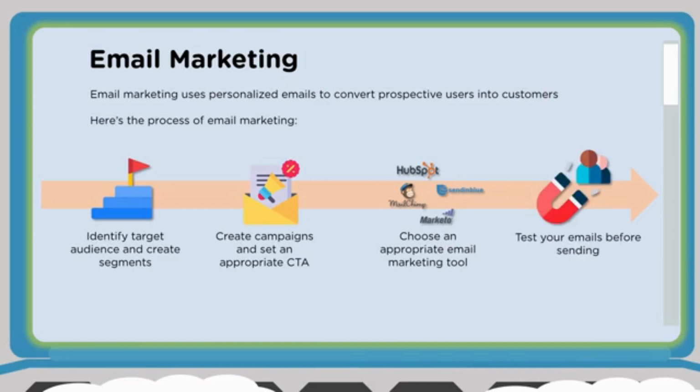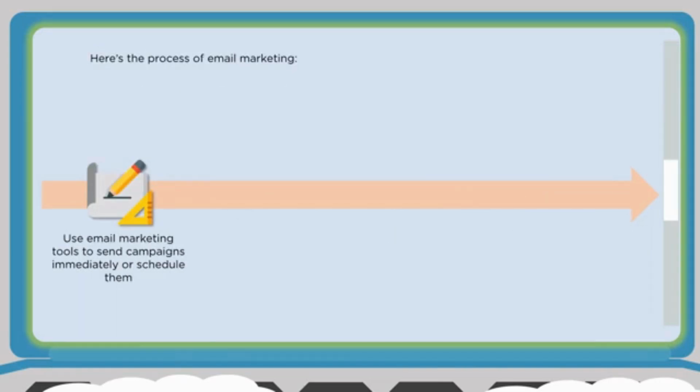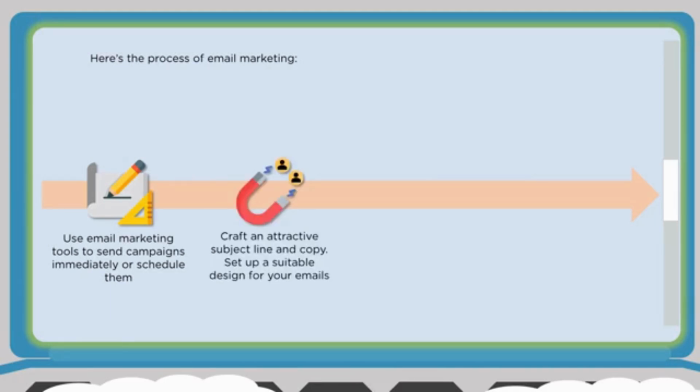So when you choose that email marketing tool, you're going to test your emails before you send them out. And then when you test your emails, you're going to use that email marketing tool to actually send the campaign after it's been tested. Okay, so you want to send the campaign, you can immediately send them out or you can schedule them.